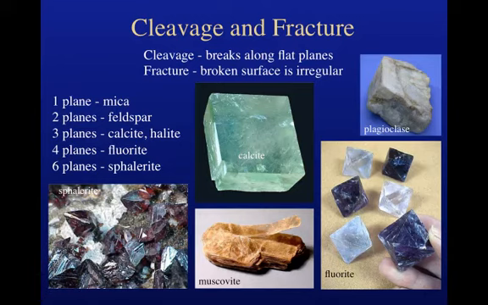Most commonly, you'll see single planes of cleavage in the micas. Here's muscovite, for example, that breaks along the basal plane into sheets. Feldspar has two cleavage planes at about 90 degrees. You'll see three planes in calcite or halite, where you have a rhombohedral or a cubic cleavage. Four planes in fluorite, and here you're seeing octahedra of fluorite, and six planes in sphalerite.